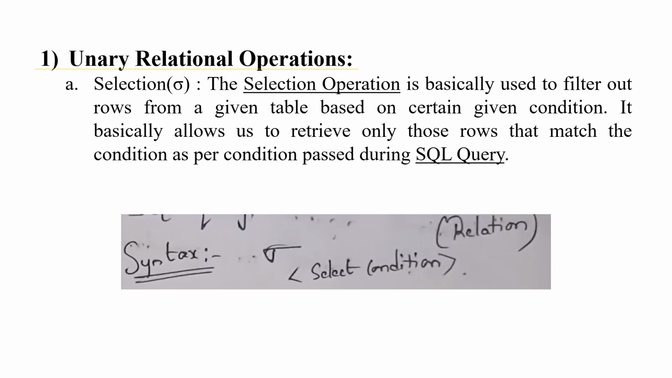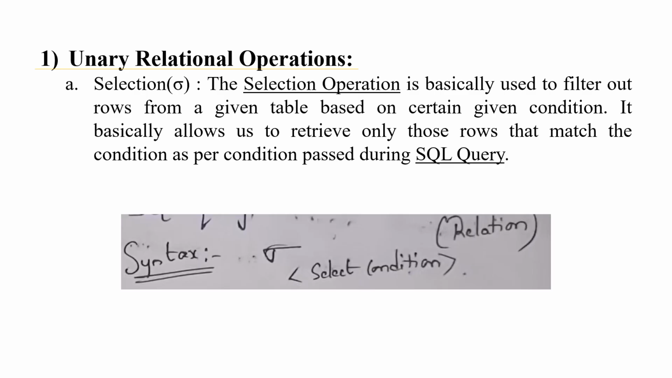Unary relational operations. There are a total of 3 different types in unary relational operations. First one is selection. The selection operation is basically used to filter out the rows from a given table based on certain given conditions. It allows us to retrieve only those rows that match the condition passed during the SQL query. This is the syntax of the selection operation. It consists of a sigma followed by a selection condition and a relation.